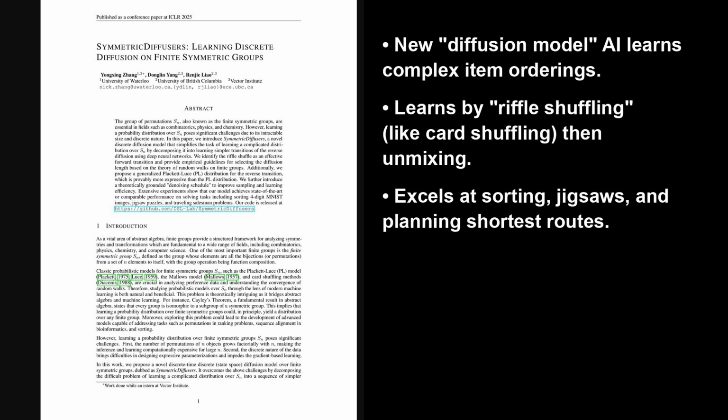In essence, this research on symmetric diffusers introduces a clever way for AI to learn about order. They use a discrete diffusion model, a process of gradually scrambling data and then learning to reverse it, to understand finite symmetric groups, which are all the possible arrangements of a set of items. The key takeaway is that this method, using efficient riffle shuffles for scrambling and expressive models for unscrambling, achieves excellent results on diverse tasks like sorting, puzzles, and even the traveling salesman problem. It's a really strong contribution for permutation learning.